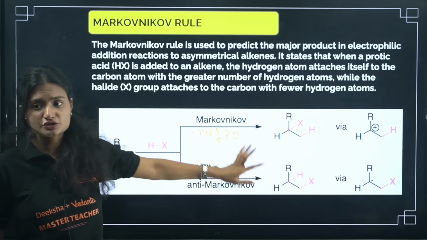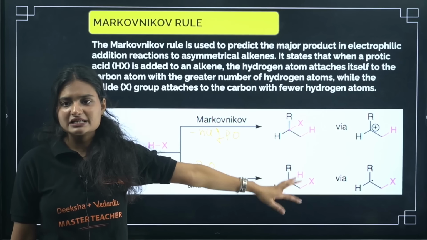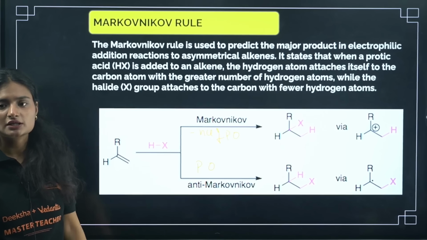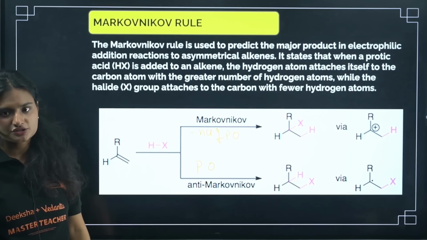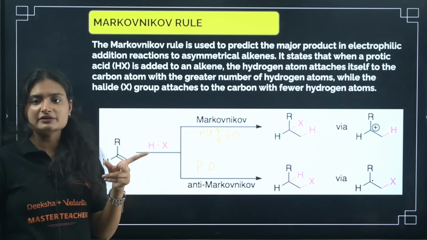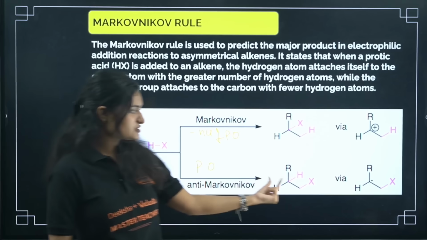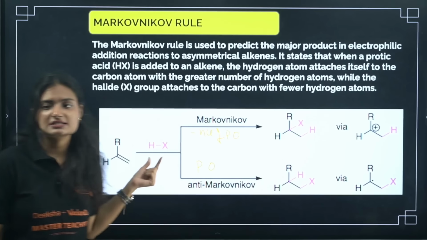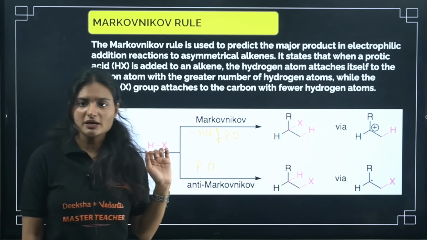The mechanism is also different. This one proceeds by a radical mechanism and this one is a kind of nucleophilic addition reaction. Now when the anti-Markovnikov rule is followed, it is totally reversed. In this case, the halide will get attached to the less substituted carbon. This is the less substituted carbon. That is your Markovnikov rule.